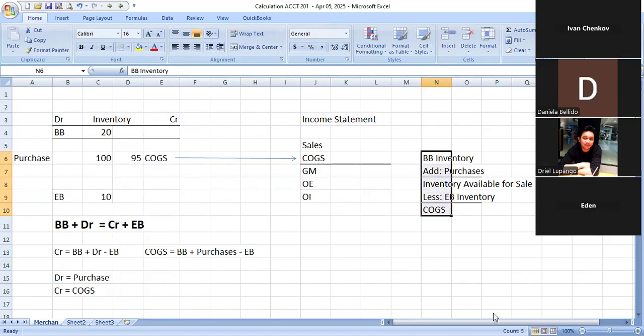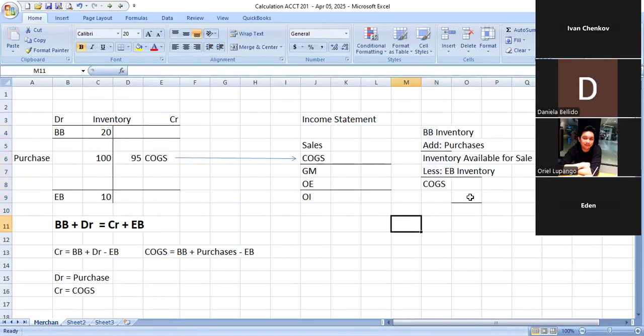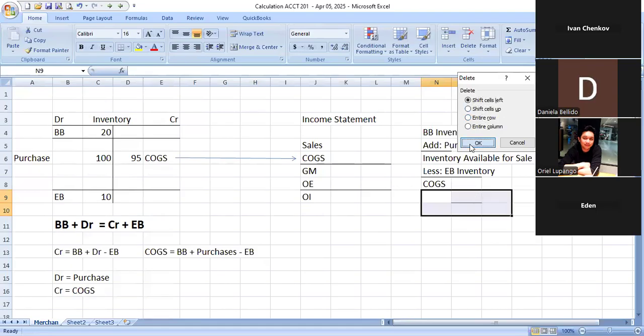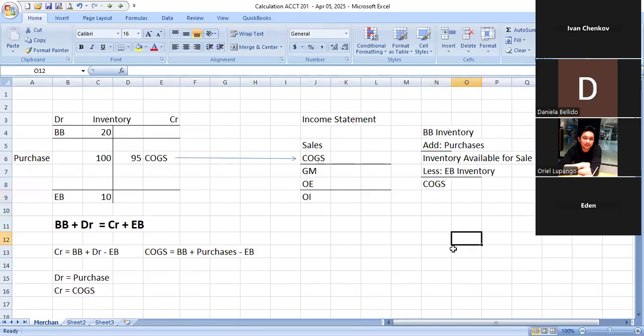That's how we get cost of goods sold when we're running a merchandising company. Make sense? It's important for me to understand that you understand this. So give me some hints. Do you get this? Yes, bro. Okay. So let's keep going then.